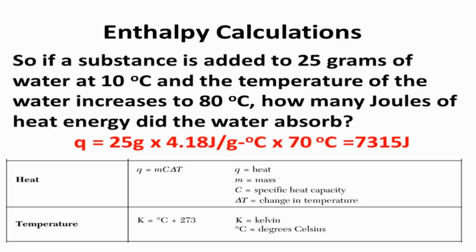This generates the following, where q, or enthalpy, will equal 25 grams of water times the specific heat capacity of water, 4.18 joules per gram times degree C, times the delta T, which will be 70 degrees. After canceling the units, the final answer will be 7,315 joules.